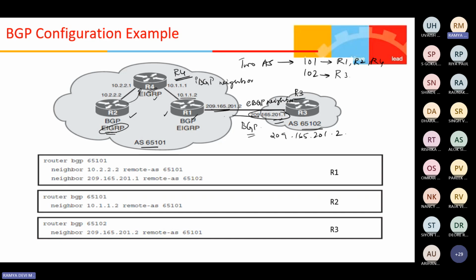So R1 here will be a gateway router. Why do we say it's a gateway router? It will be connecting internal routers in autonomous system 65101 with the help of iBGP, and at the same time, it will connect to the external autonomous system 65102 using eBGP. This setup allows internal routers to exchange the routes via iBGP, and we can also ensure external connectivity with the help of eBGP. So that is what is given here.